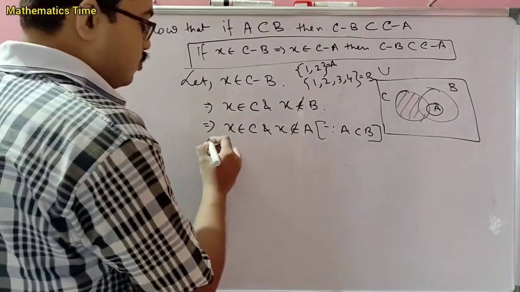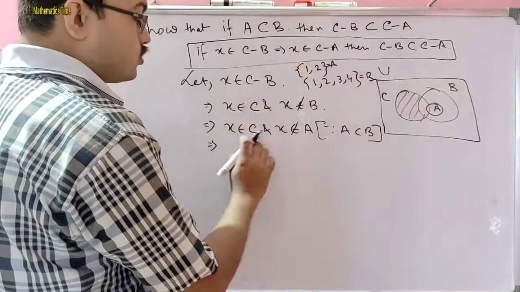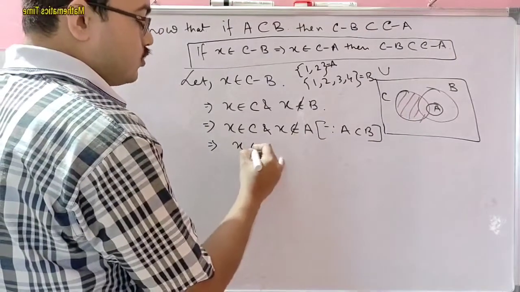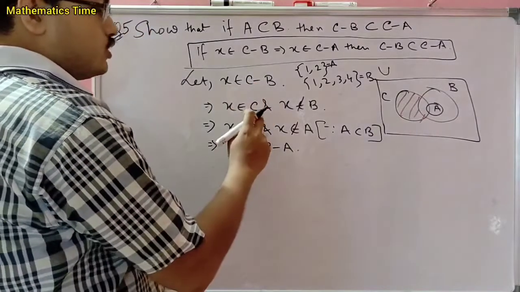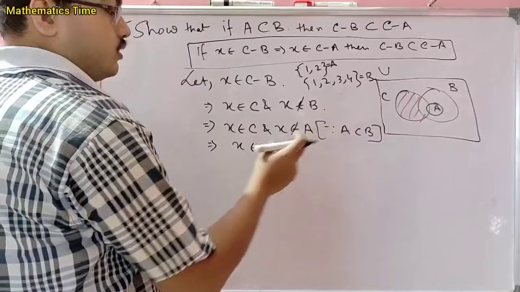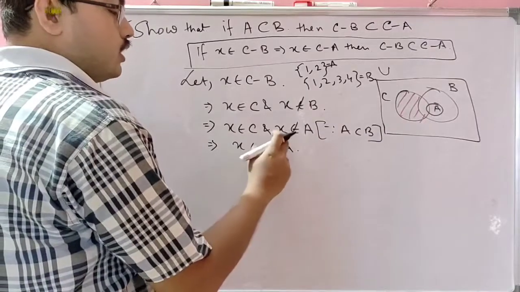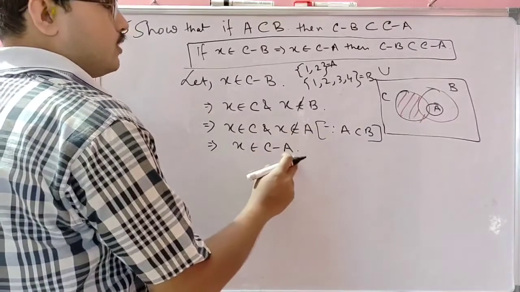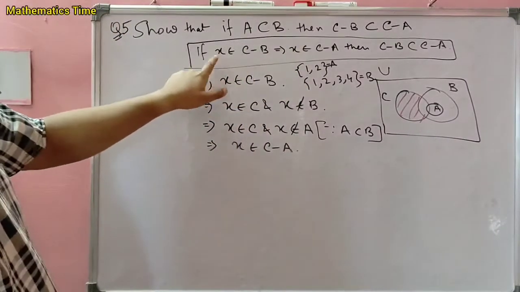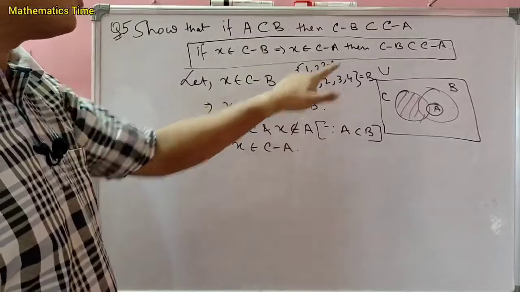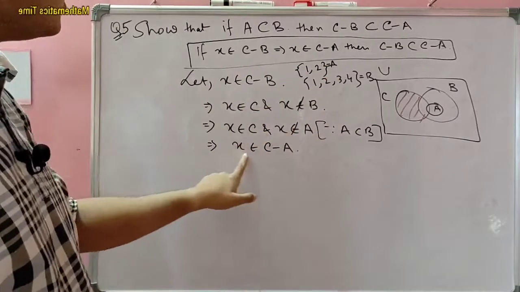So what does that statement mean? X belongs to C, x does not belong to A. It means x belongs to C minus A. X belongs to C minus B means x belongs to C and x does not belong to B, and x belongs to C, x does not belong to A means x belongs to C minus A. So we achieved our statement that x belongs to C minus B implies x belongs to C minus A. We started from this, we ended here.